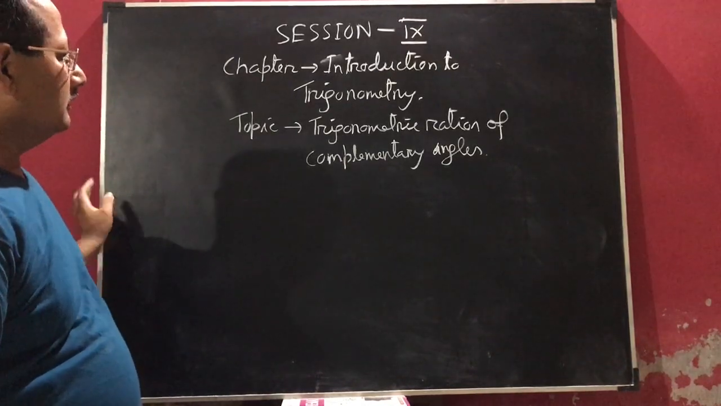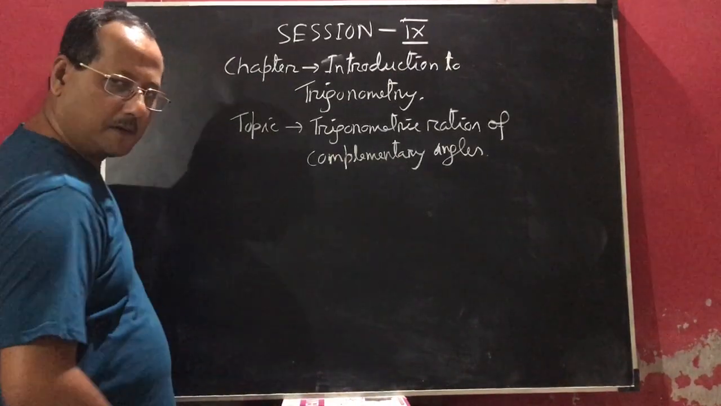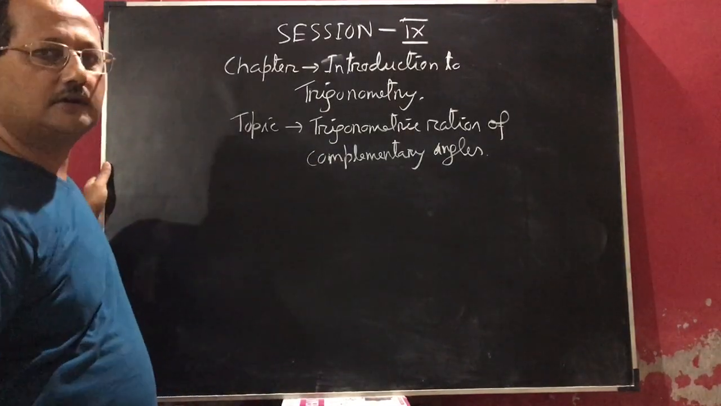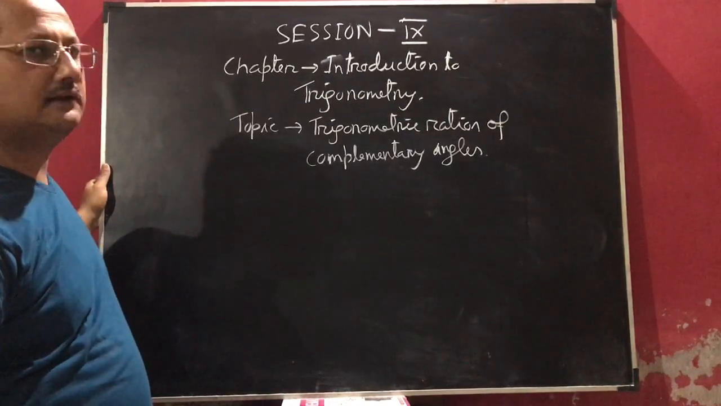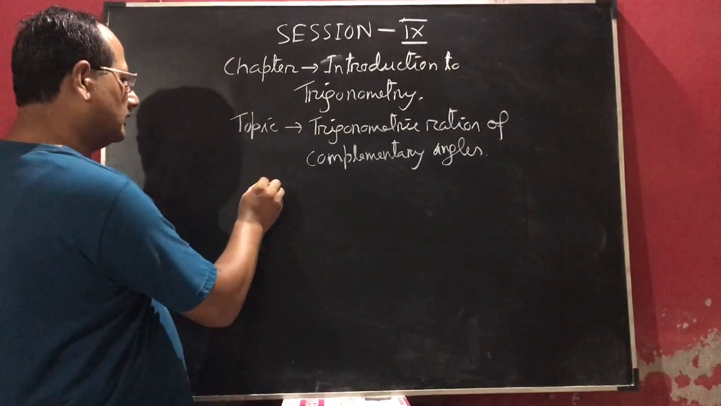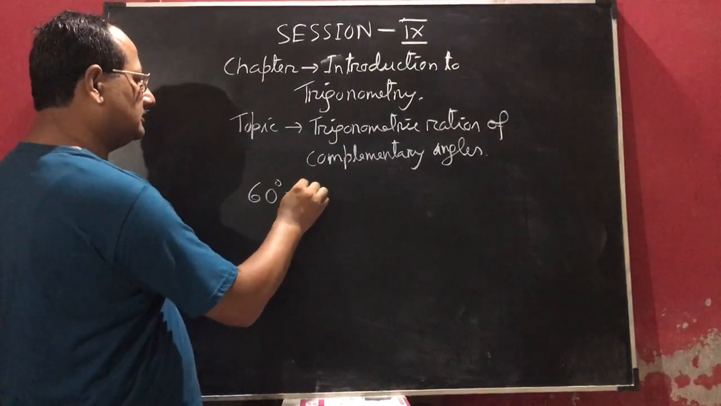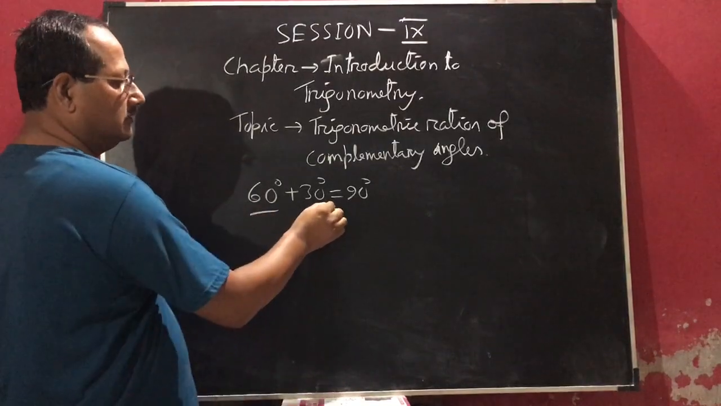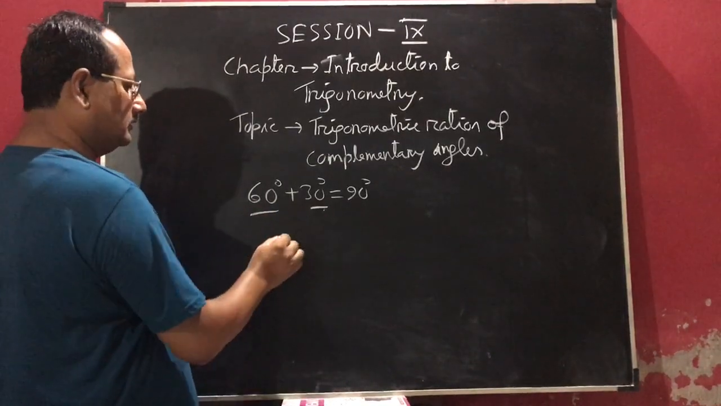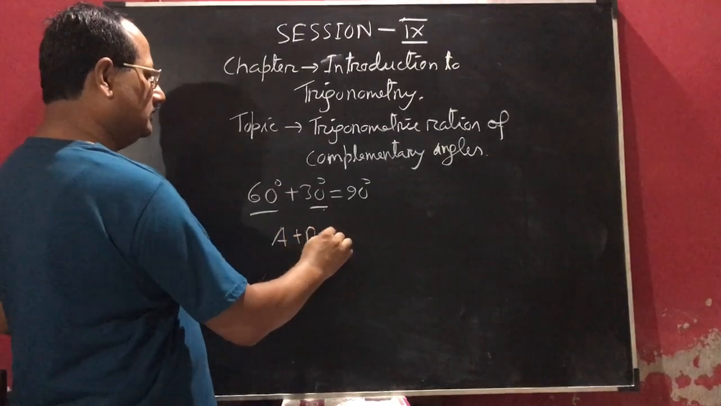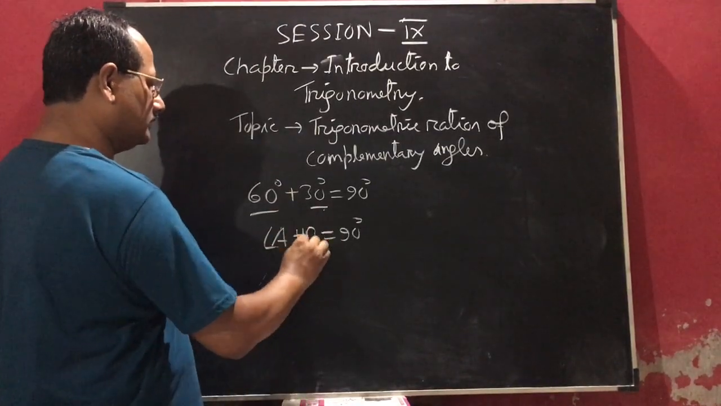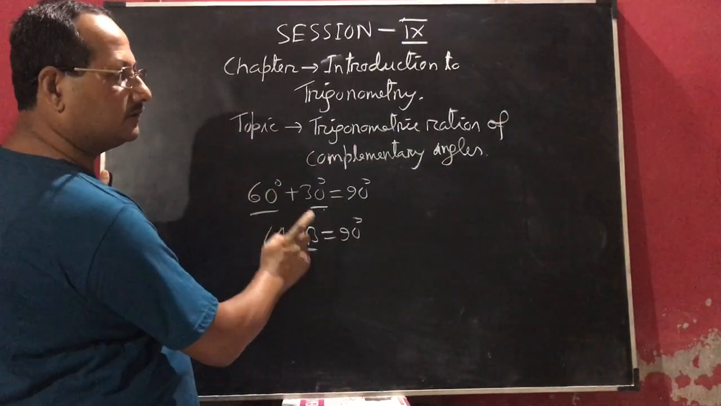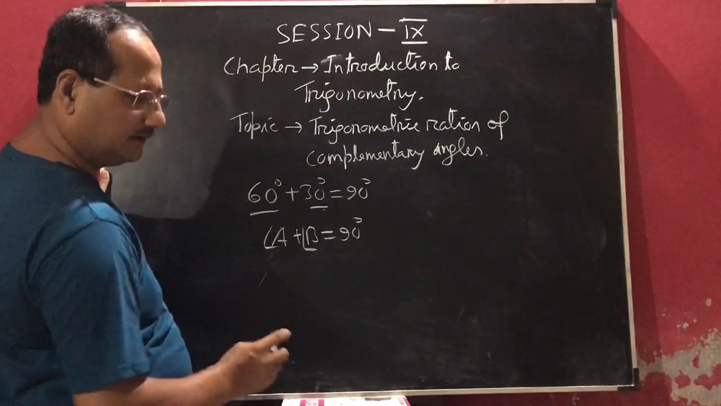Okay. First thing, what are complementary angles? If the sum of two angles is 90 degrees, then one angle is complementary to the other. For example, 60 degrees plus 30 degrees equals 90 degrees, so this angle is complementary to this angle. That means if angle A plus angle B equals 90 degrees, then angle B is complementary to angle A and angle A is complementary to angle B. Okay?